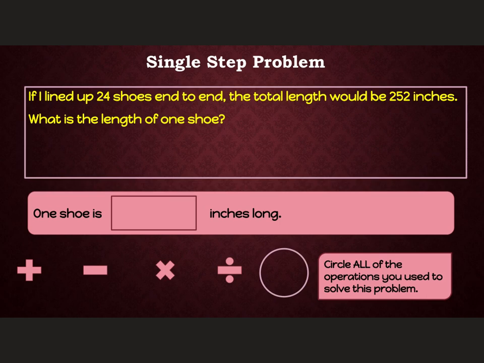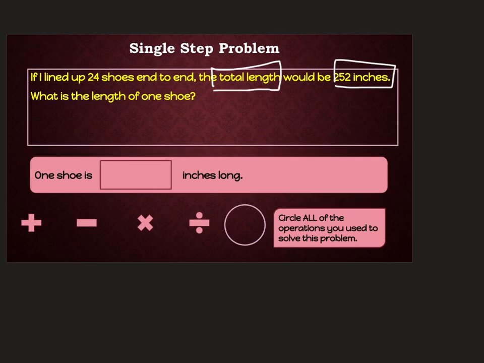Okay, another single step problem. If I lined up 24 shoes end to end, don't ask me why, I don't know why I would do that, the total length would be 252 inches. What is the length of one shoe? Ooh, well, look what I found here. Total length would be 252 inches. So if I have the total, remember my GET strategy, what does that mean? Groups, each, total. If I do have the total, that means I'm dividing. So I need to divide 252 by 24 shoes to figure out what the length of one shoe is.